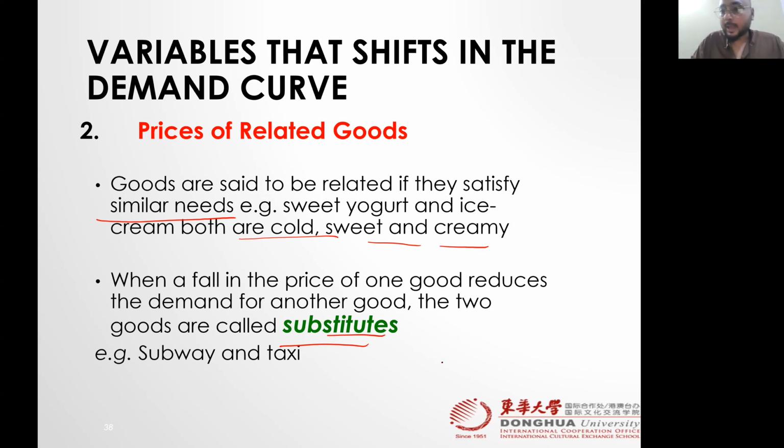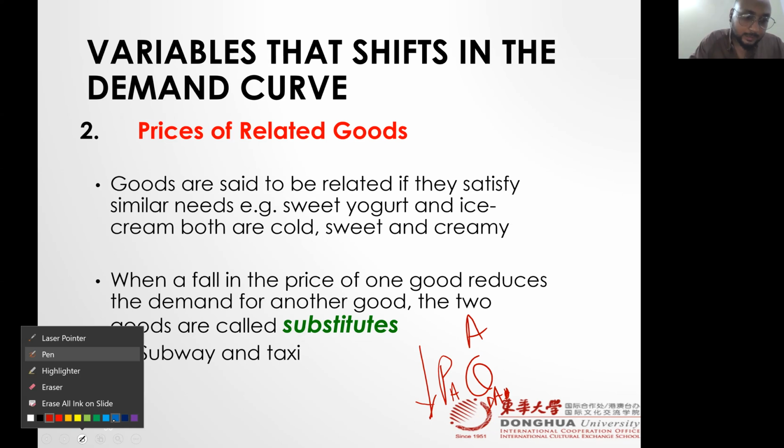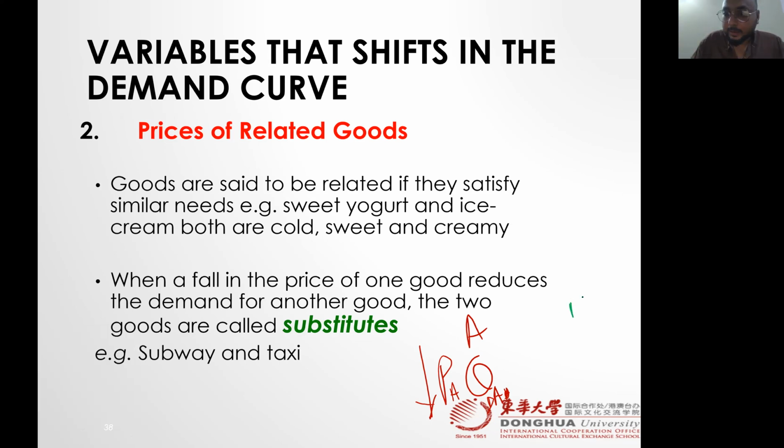A, and on A, the law of demand applies. So this is price of product A, quantity demanded of product A. So what does the law of demand say? If price decreases, quantity demanded increases. And this is product B. It satisfies its own law of demand. Quantity demanded of B.